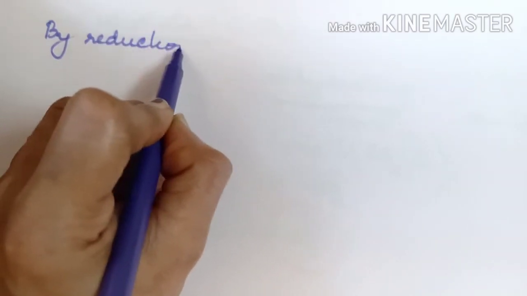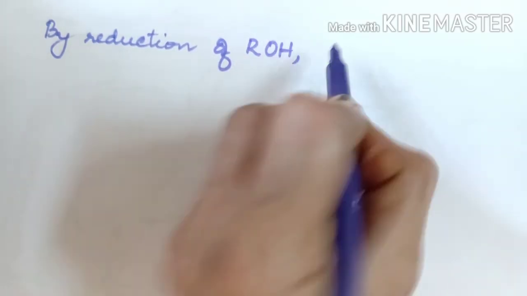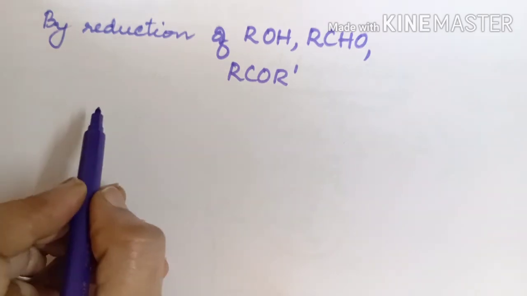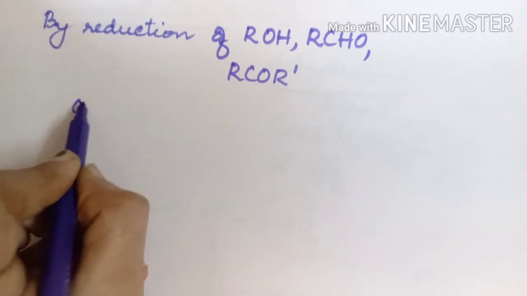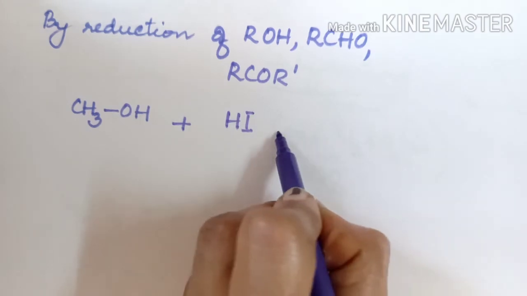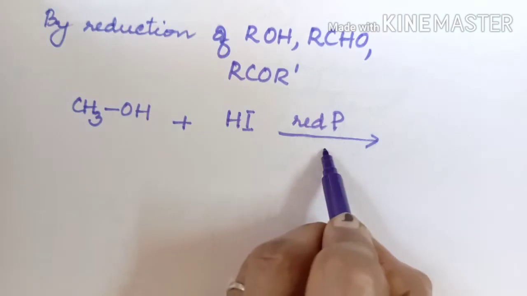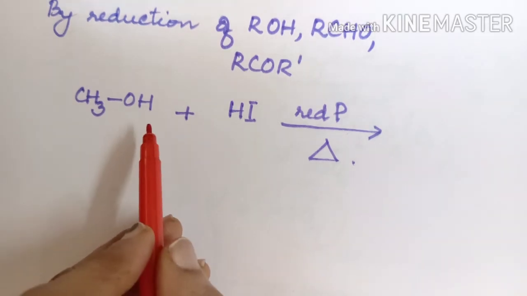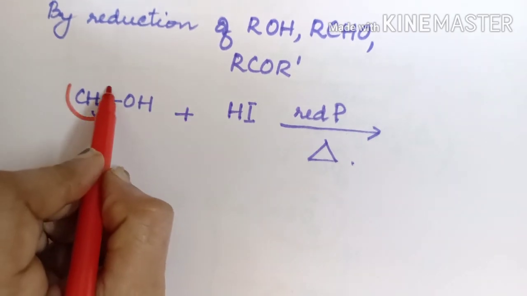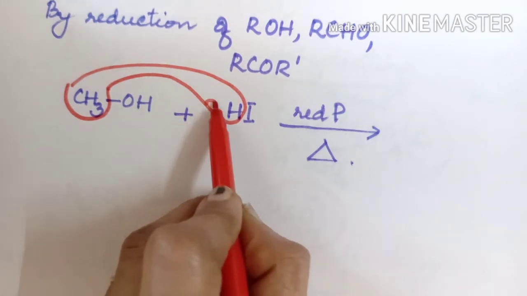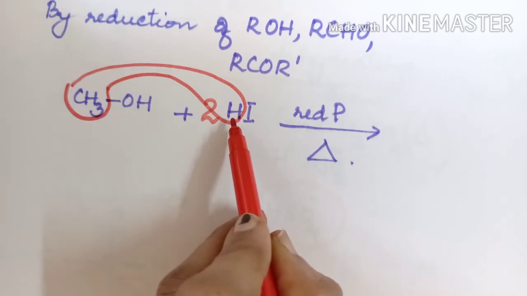Alkanes can also be prepared by the reduction of alcohols, aldehydes, or ketones. If you take the alcohol, suppose we are taking methanol as the reactant. Methanol, when it reacts with hydriodic acid in the presence of red phosphorus at a higher temperature, results in the formation of methane. That is, two molecules of HI will combine and result in CH4.